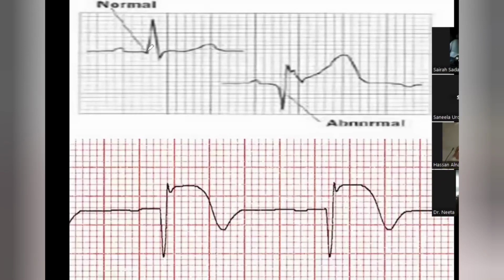This is a very small, tiny Q wave. This is normal. If you see a Q wave like this, it is normal. This one is deep, more than 2 mm, so it is abnormal. Now here you can see there is ST elevation, plus there is a deep Q wave. A deep Q wave with ST elevation means it's pathological, it's abnormal. You have to be concerned about it.